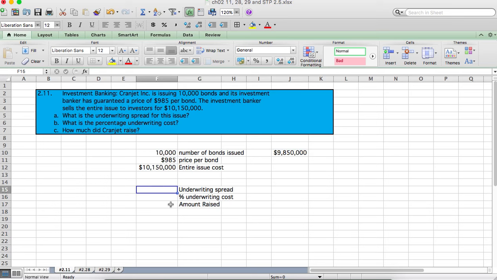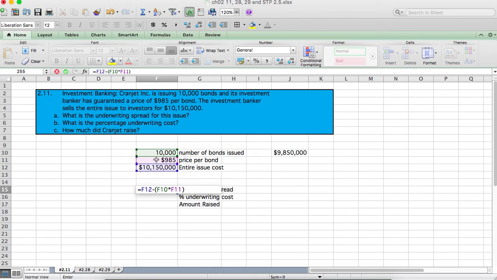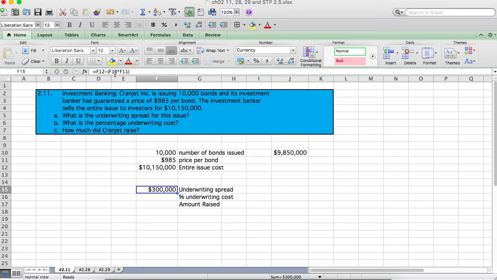So in order to do that, a quick and easy way is to just do equals the 10,150,000 minus, and then we want to do the 10,000 times $985, and then that will give us $300,000, and that is the underwriting spread. Okay, and you'll be able to see that the answer is in the back of the book, but you need to show me how to get here in Excel.